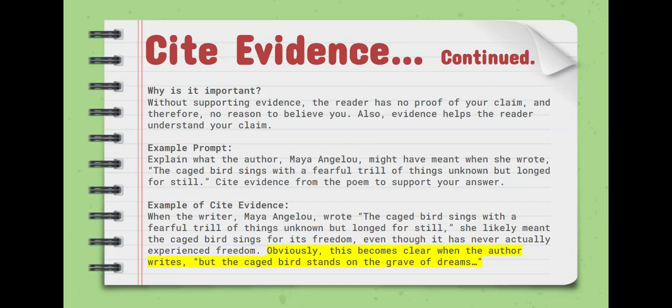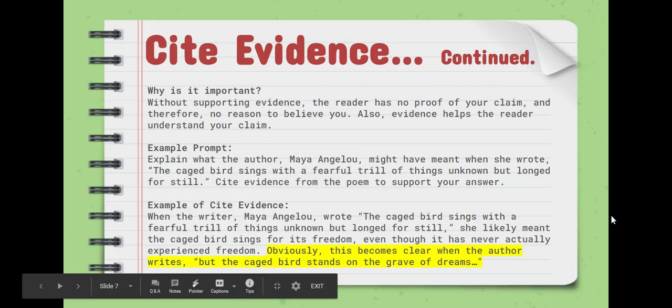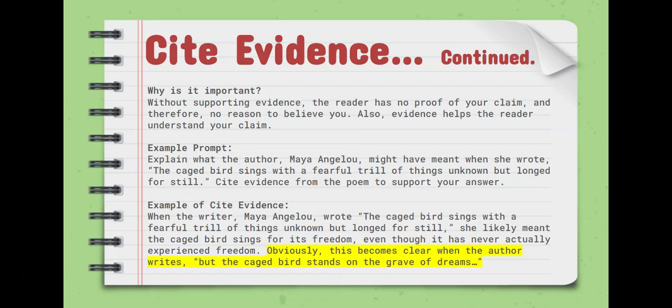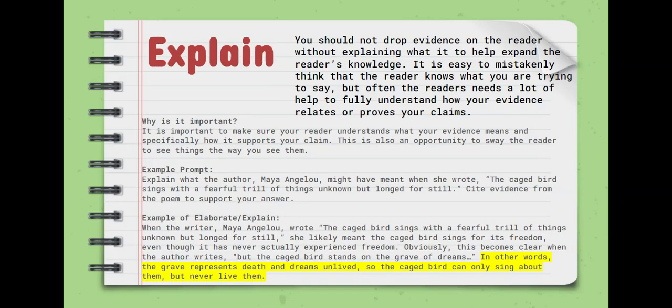Now, this is where we're citing the evidence from the reading. Obviously, this becomes clear when the author writes, "But the caged bird stands on the grave of dreams." So, do you see the quotation marks, those little comma apostrophes up in the air, the 2 on either end? That's a direct quote from this poem by Maya Angelou. So that was the evidence I drew from the paragraph to justify my claim. Let's keep going here.